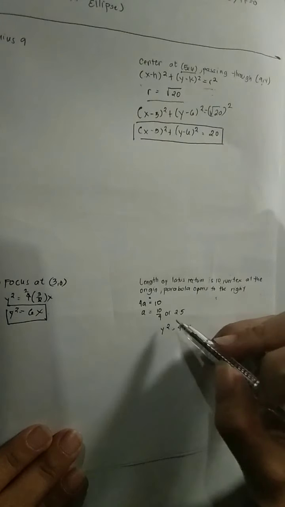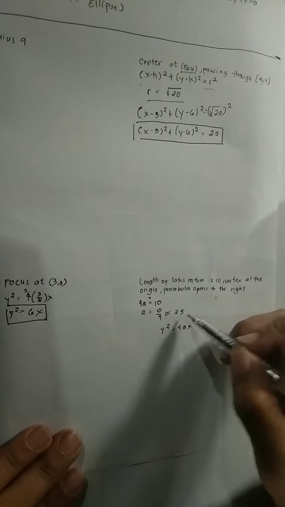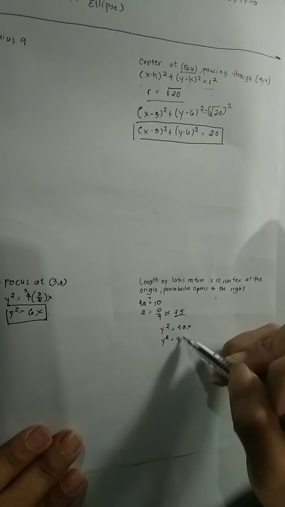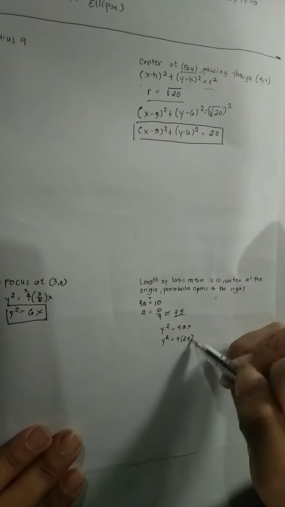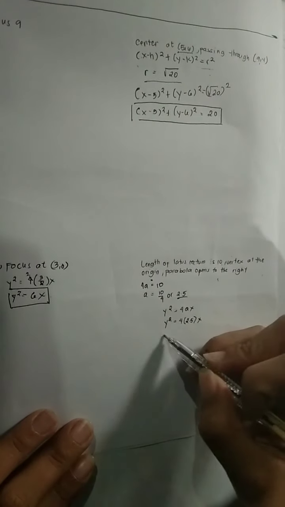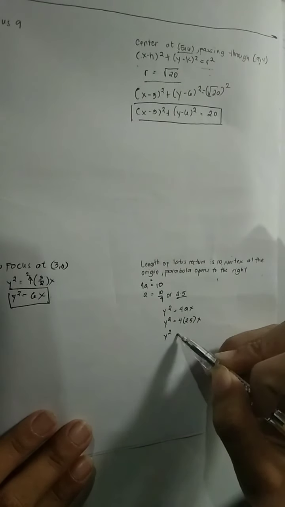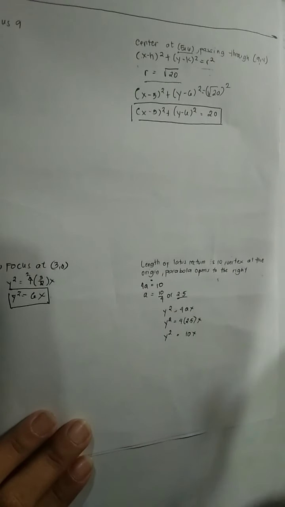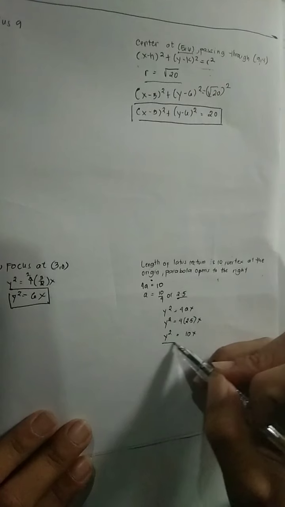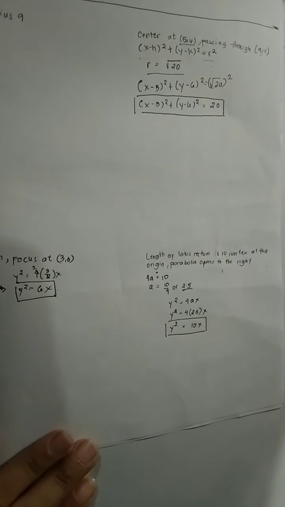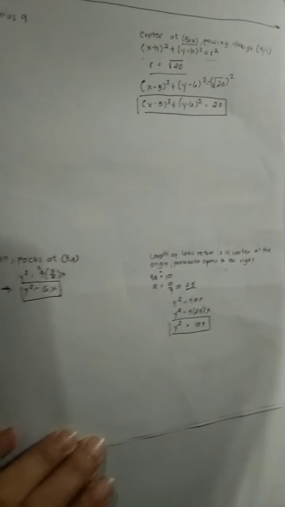Now let's substitute the value of a. y squared is equal to 4a, which is 2.5x. So y squared is equal to 10x. Alright, here it is. That is the equation of our parabola.